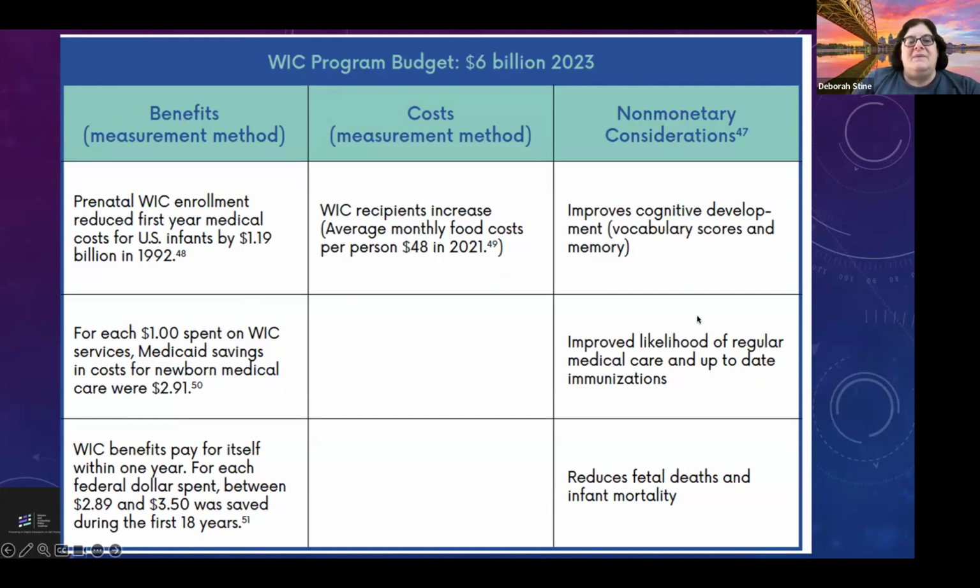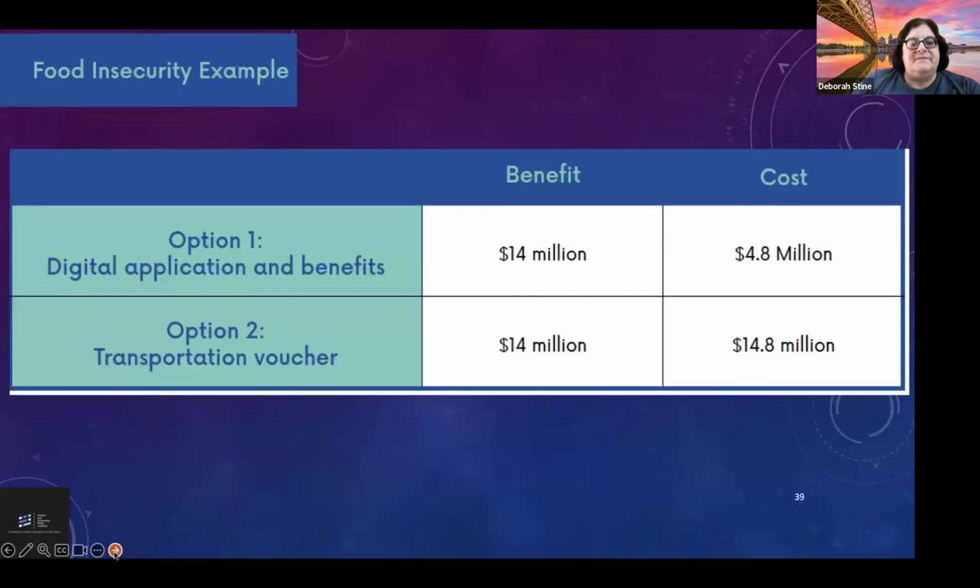So if we have more people participate, then that will increase the cost of the program. And then I looked at non-monetary considerations like improved cognitive benefit, more likely medical care, immunizations, and reduced fetal deaths and infant mortality. Based on this, it turned out that the benefits were the same, and this is again based on some academic literature. I'm sorry, the benefits for both options were the same, but the costs were different. The digital option was less expensive by quite a bit than the transportation voucher option.